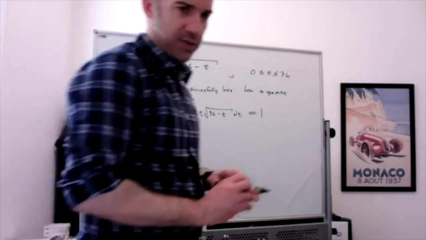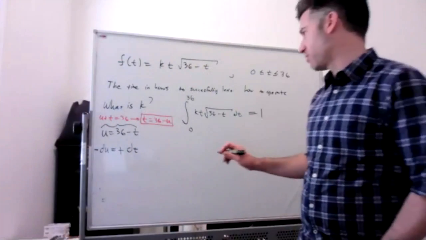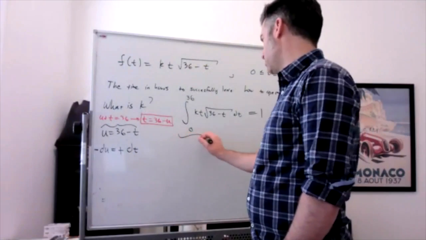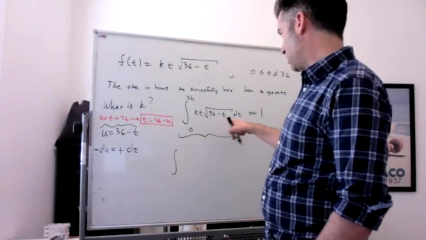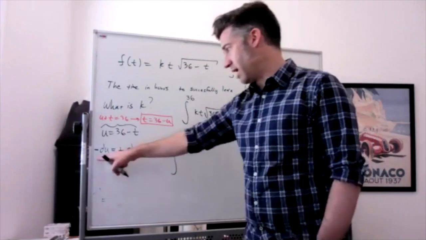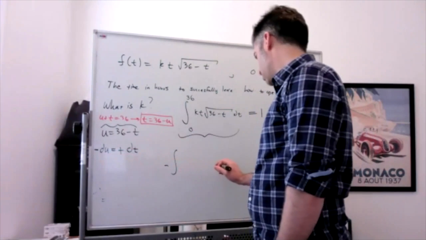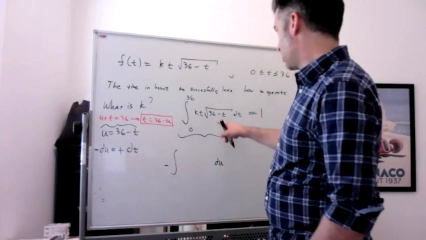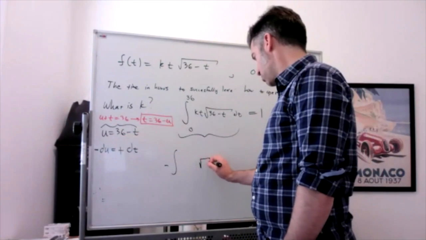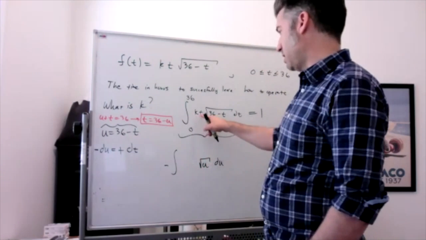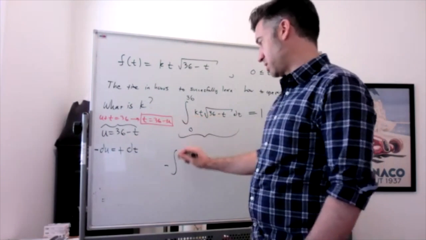Okay, so check this out. Things get a little bit funky, but not that funky. So this is going to become the integral of, let's deal with the dt first. So dt becomes negative du. 36 minus t becomes u. And k times t becomes k times 36 minus u.